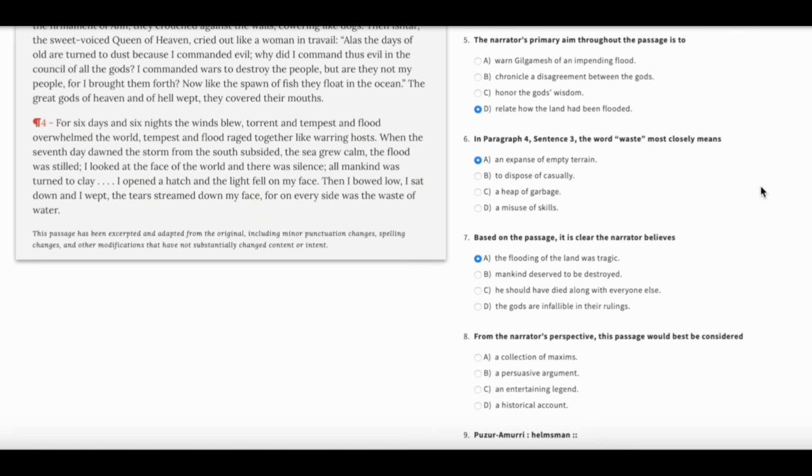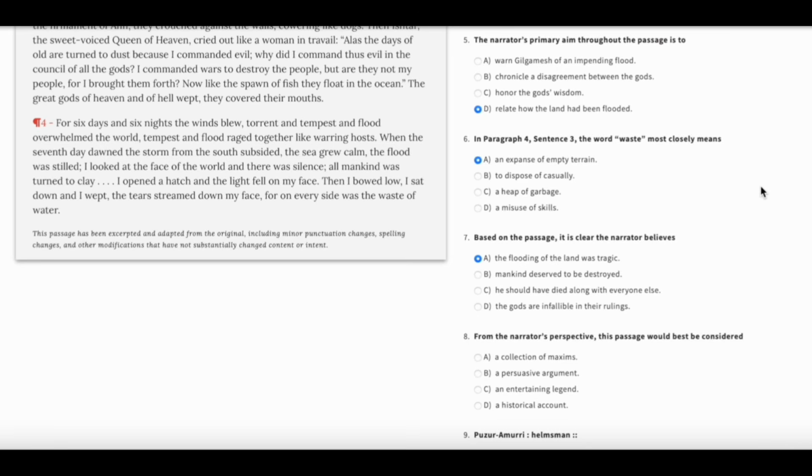Now, we might read it as an entertaining legend. A modern person might. But that's not the question. Do you see, once again, why you don't need to bring in your own opinion here? You've just got to laser focus on the question. But I don't think the narrator would consider this to be an entertaining legend. Try D.